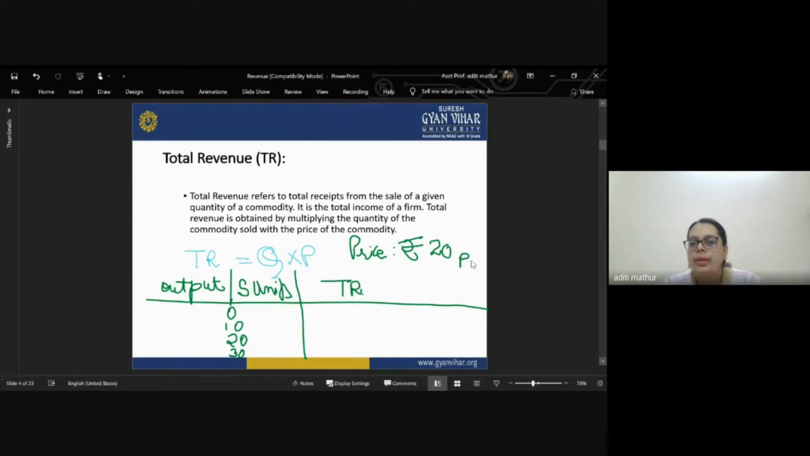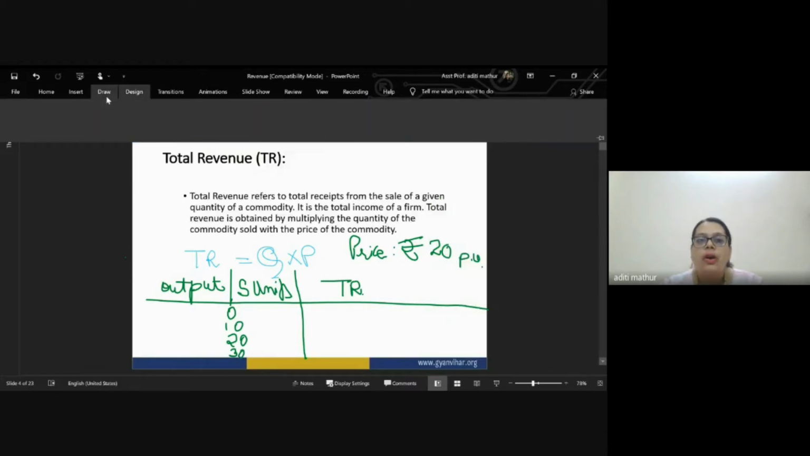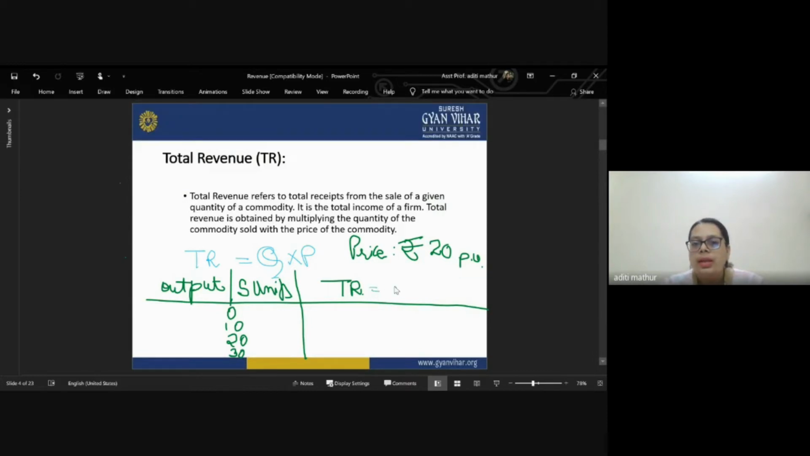And let us assume that the price of our commodity is 20 rupees per unit. So our TR, which is total revenue, will be equal to the multiplication of the quantity and the price. So at 0, our TR will also be 0. At 10, our TR is equal to 10 into 20, that is 200. At 20, it will be 400. At 30, our TR is equal to 600. So you can see that as my units of sales or my output is increasing, my quantity is increasing, my total revenue is also increasing, right? So the formula to calculate TR is equal to quantity into price.